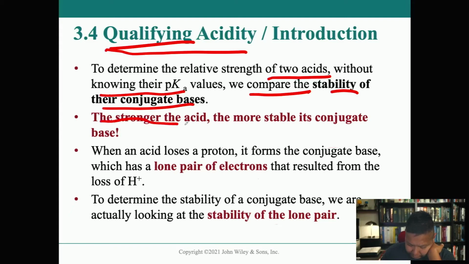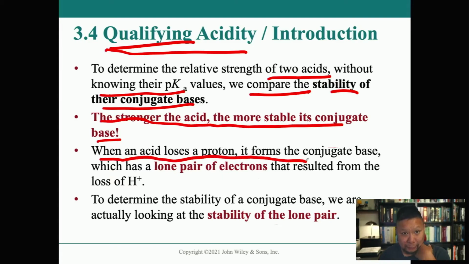So the stronger the acid, the more stable its conjugate base. When an acid loses a proton, it forms a conjugate base, like we said before, which has a lone pair that results from the loss of the proton, right? To determine the stability of the conjugate base, we are actually looking at the stability of that lone pair on that conjugate base. Okay.